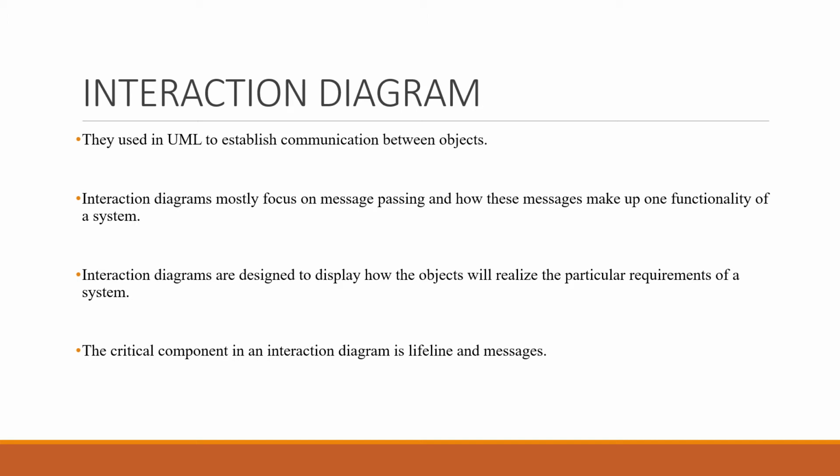So majorly, what do we understand in an interaction diagram? That it shows the communication between the objects, and it focuses on message passing. The critical components in interaction diagrams are the lifelines and the messages.